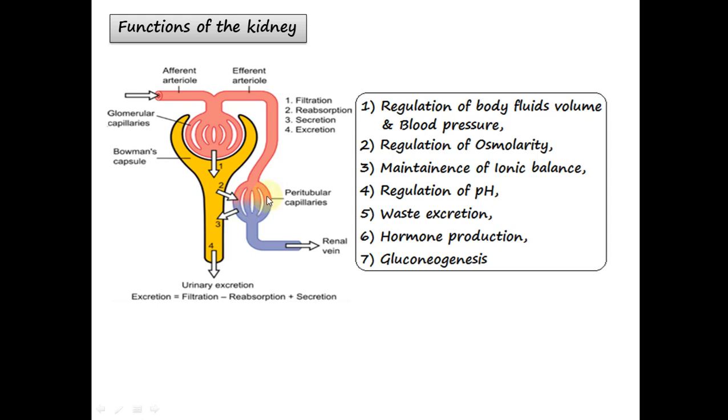So coming to the functions of the kidney and nephron, filtration occurs at the glomerular level, reabsorption occurs at the tubular level, and some substances are also secreted into the filtrate from the tubular walls, and finally the filtrate becomes urine and is excreted through the ureters into the urinary bladder.